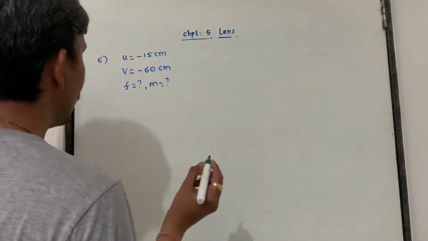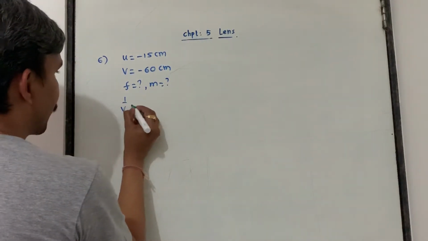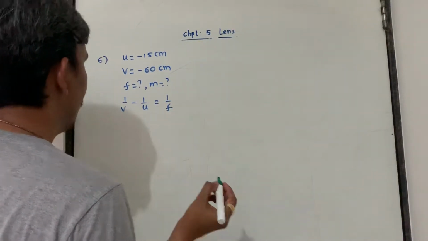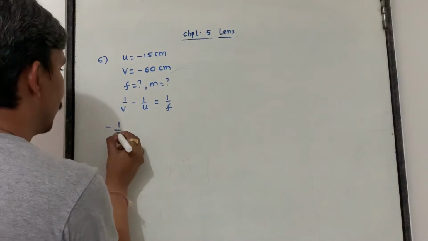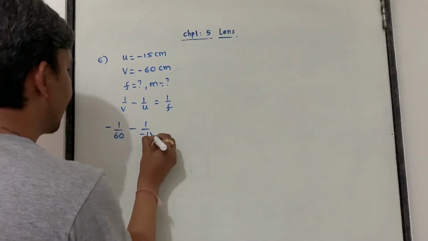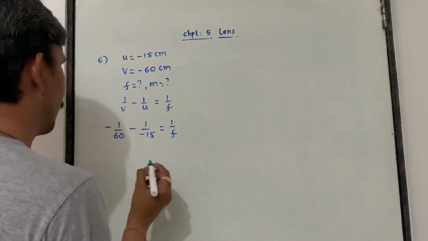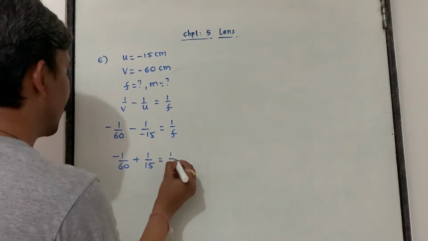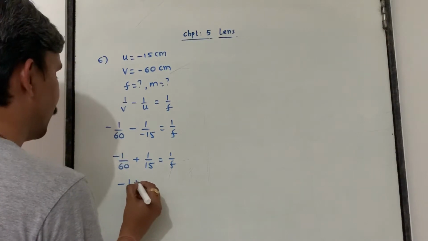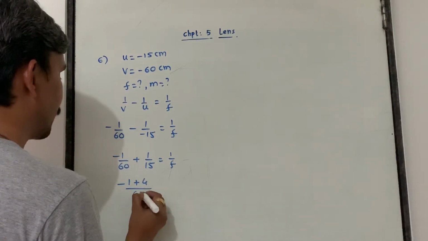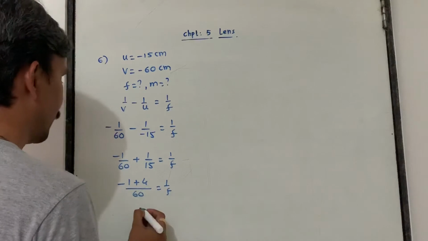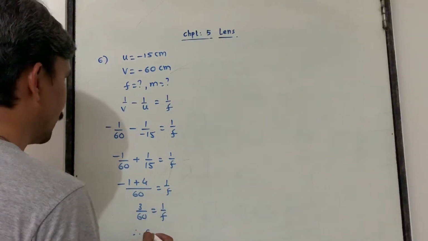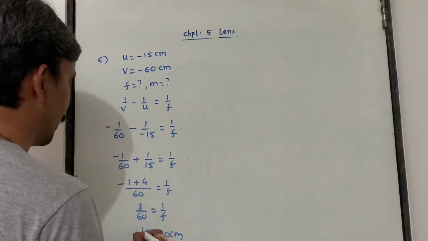So 1 by v minus 1 by u is 1 by f. This is the lens formula. This is minus 1 by 60 minus of minus 15 is 1 by f. So this is minus 1 by 60 plus 1 by 15 equal to 1 by 4. Minus 1 plus 4 upon 60 is 1 by f. So this is 3 upon 60 is 1 by f. F is equal to 20 centimeter. This is the focal length.